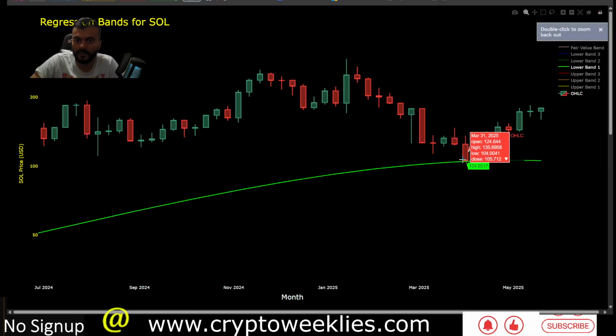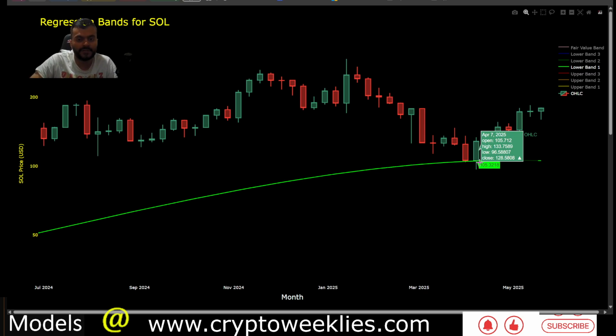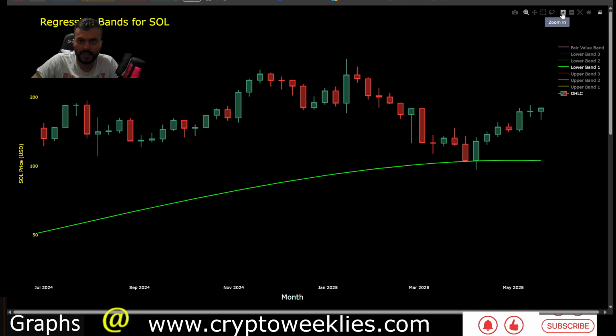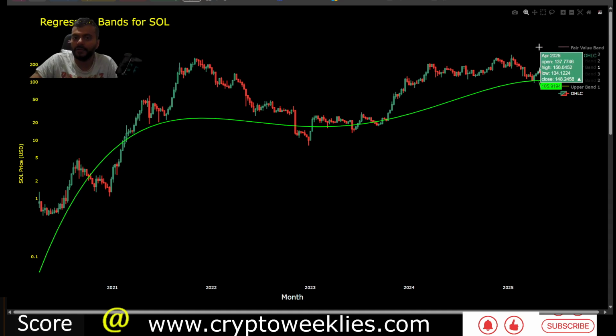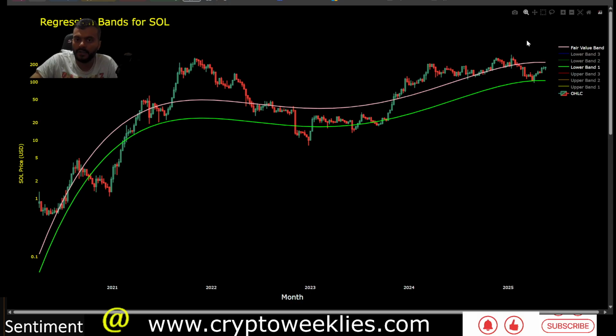And we were here not too long ago, late March and early April of 2025, when the price of Sol was very close to this green line. Again, this is not some retroactively drawn line. It gets updated every day, but the shape does not change, historically speaking. So right now, where is Sol? It's closer to the fair value, but not at the fair value.